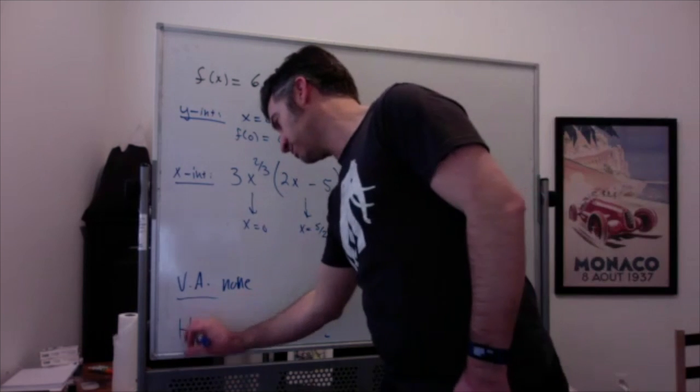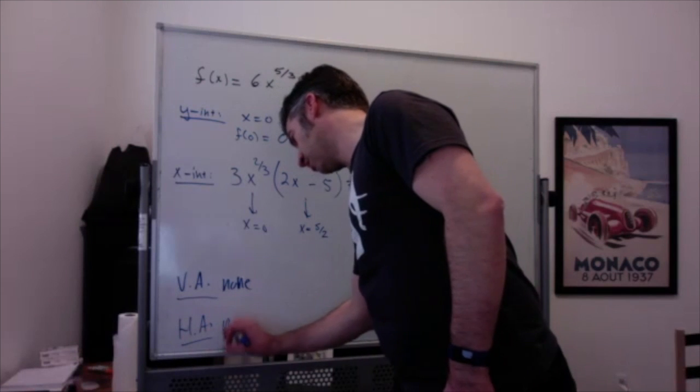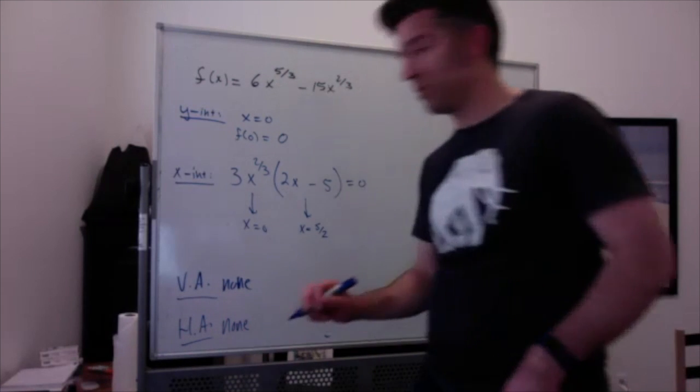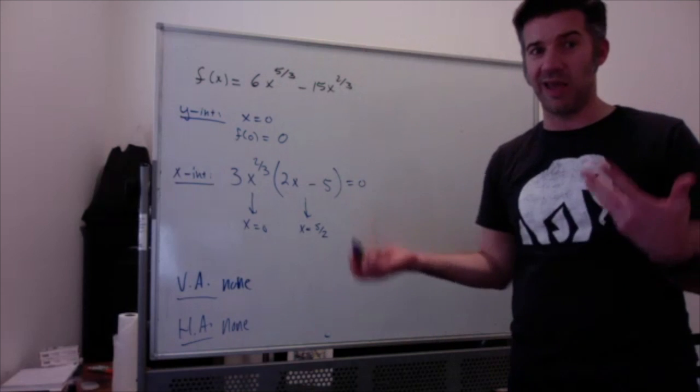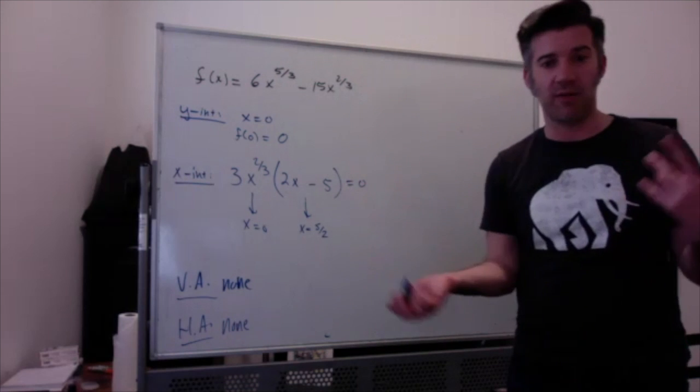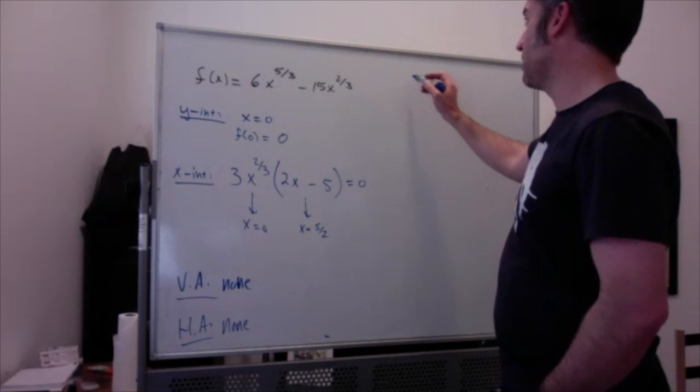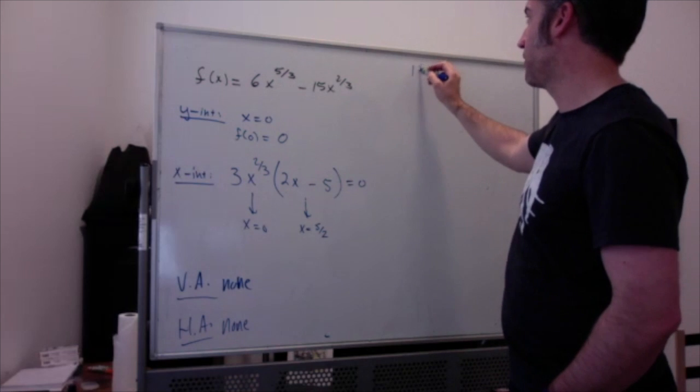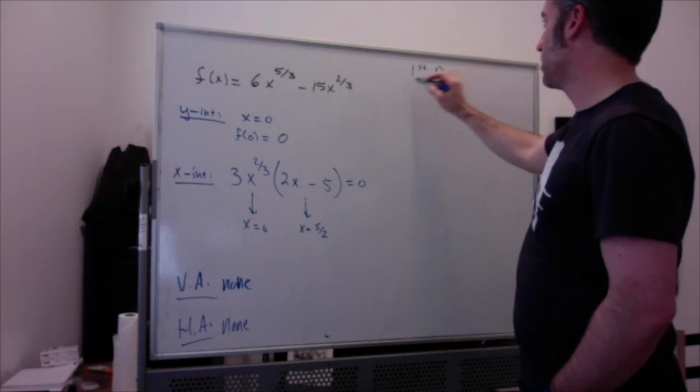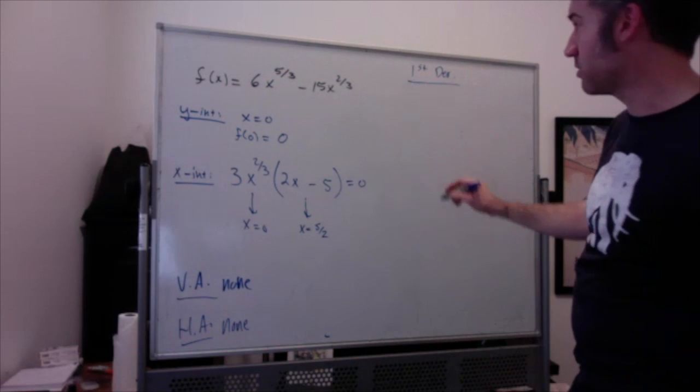So horizontal asymptotes, as far as I can tell, there aren't going to be any. It's not rational. There's no e to the x. It's just gross powers of x. So let's find the first derivative stuff. Okay, we're going to need to be a little extra careful here. So let's make a derivative here.